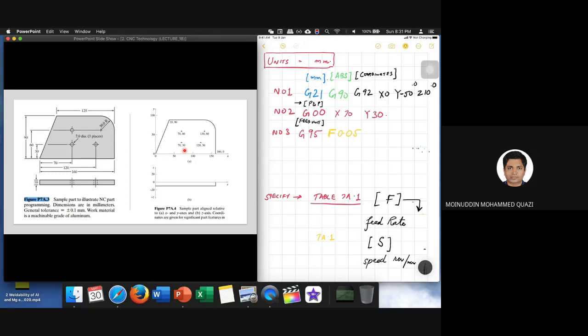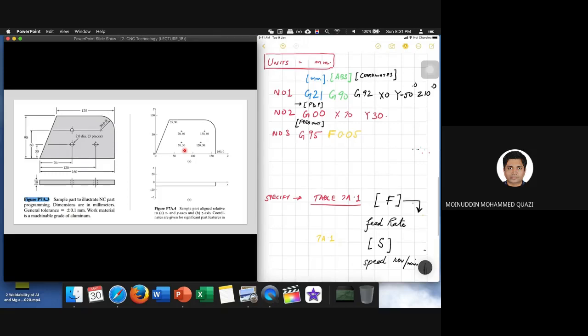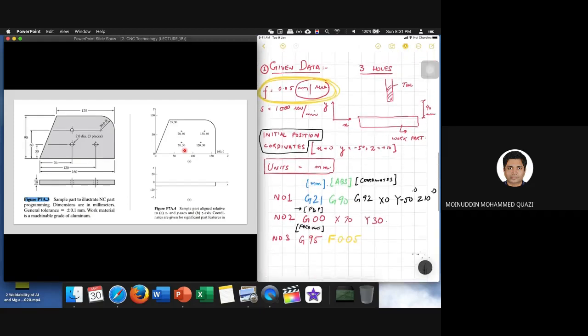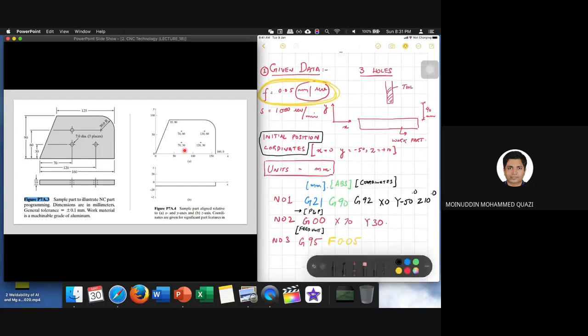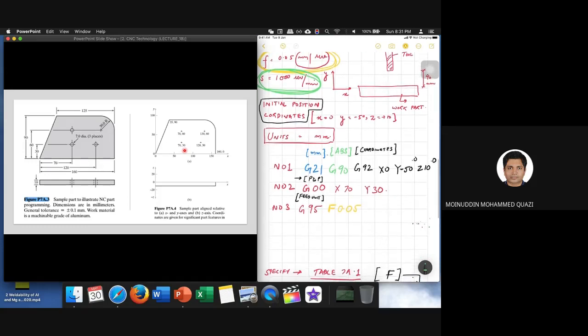Revolution per minute. So I will go back to my question, the given data, and I will see that the spindle speed is given in revolution per minute. So I will go down again for my program and I will write S1000. Specify spindle speed S1000. Then I have given the machine the input of spindle speed.